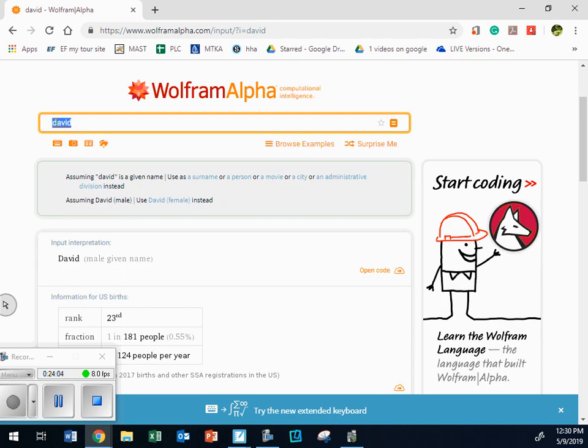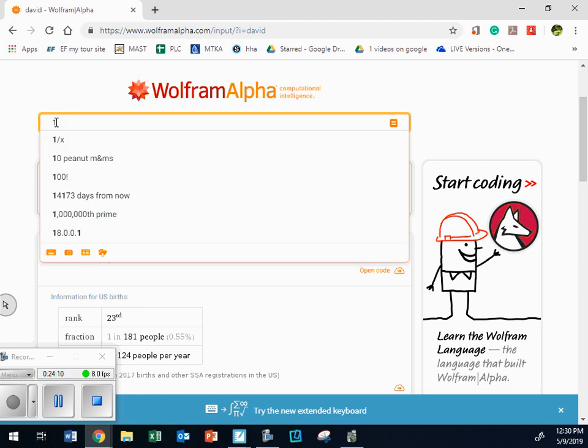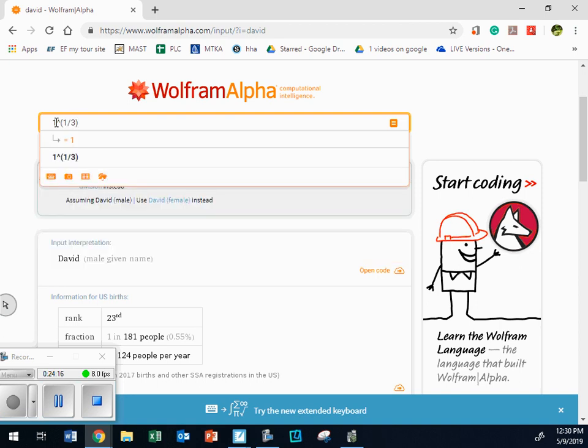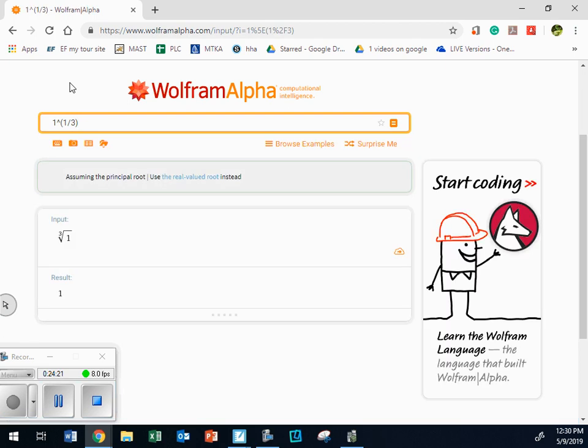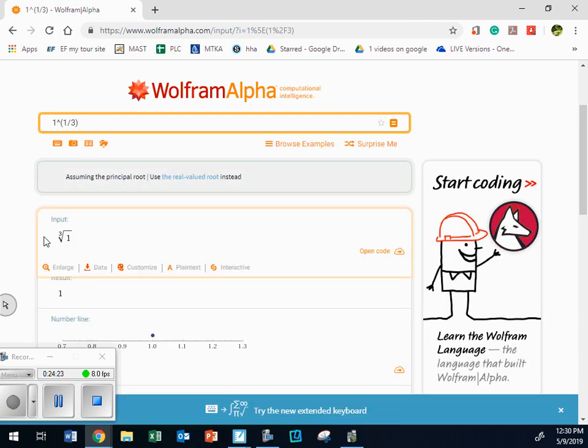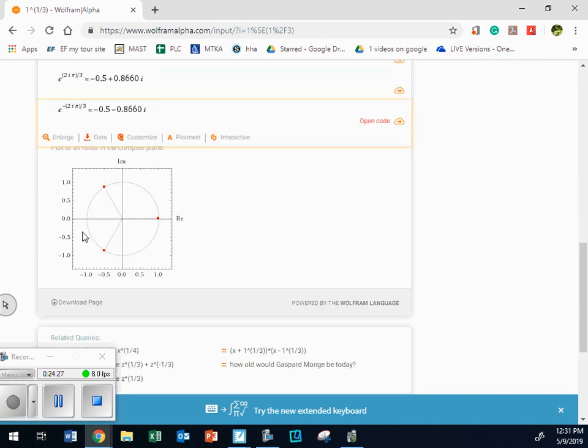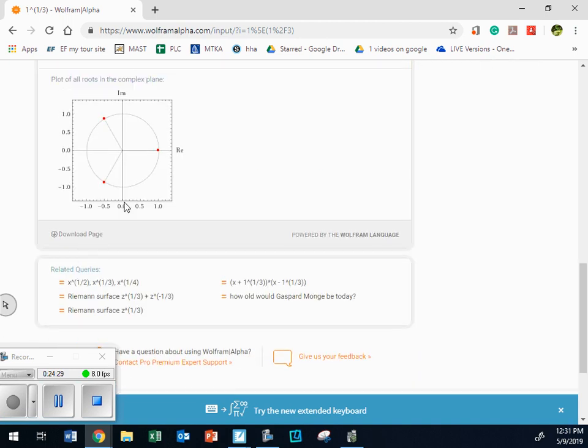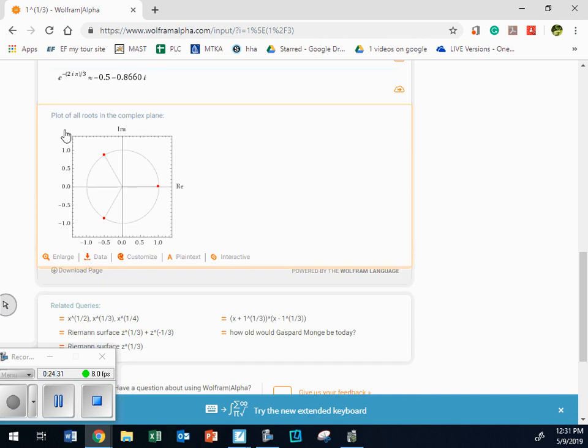But would you please, right now, put in the number 1 to the power of parentheses 1/3. Do you get that that is finding the 3rd root? Okay, if I hit enter, it's saying, okay, fine, that means this. See? Cube root of 1. What we really care about, though, is the plot of it in the complex plane.